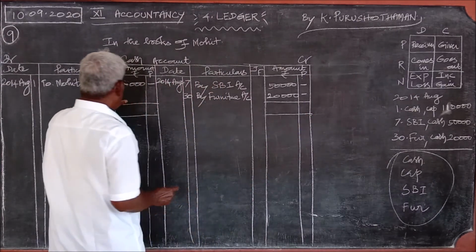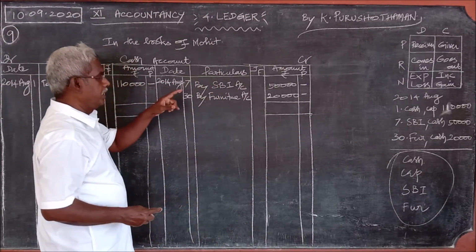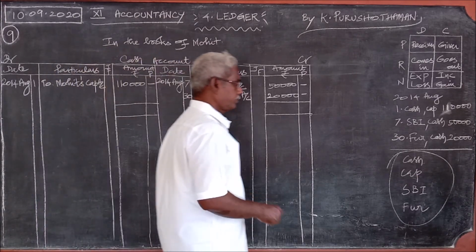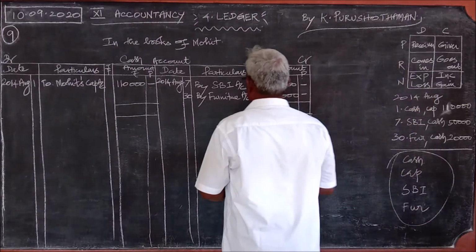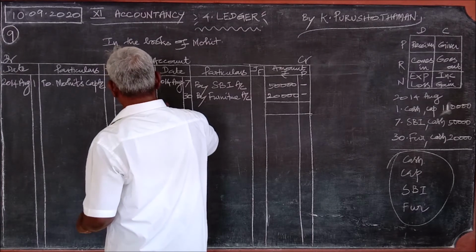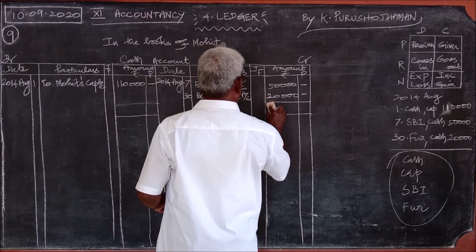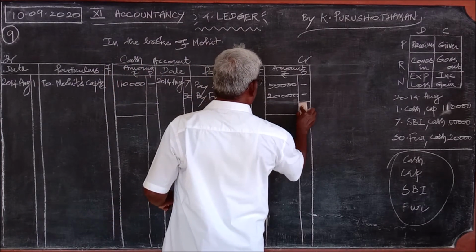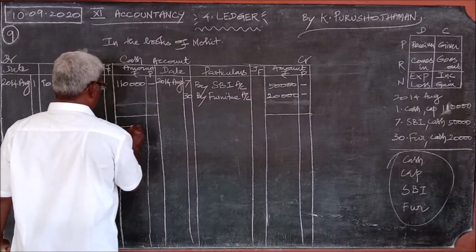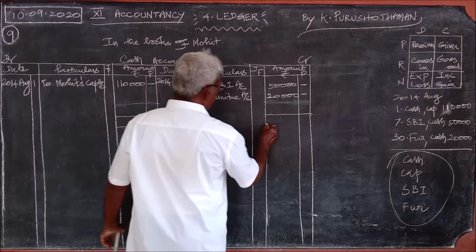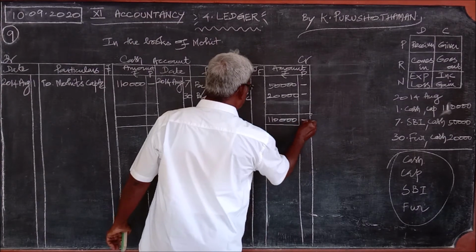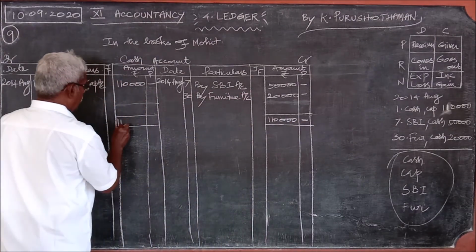Here debit side total 1,10,000, credit side total 70,000 only, which is not the greatest total. 1,10,000 is the greatest total. So 1,10,000 we should write on both the sides. Here 1,10,000. Here also 1,10,000.